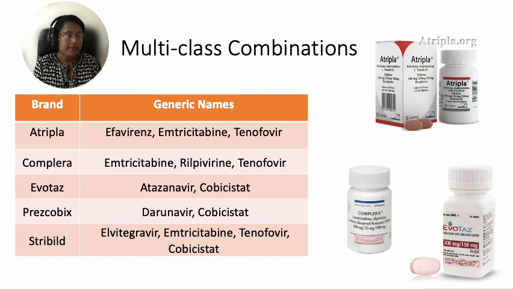So here are some of the multi-class combinations. We have efavirenz, emtricitabine, tenofovir; emtricitabine, rilpivirine, and tenofovir; and atazanavir and cobicistat. So there are a few combinations out there, and with scientific research, these agents are optimized, and newer agents are developed to have a better tolerance profile, a better therapeutic profile, and lower side effects associated with them.